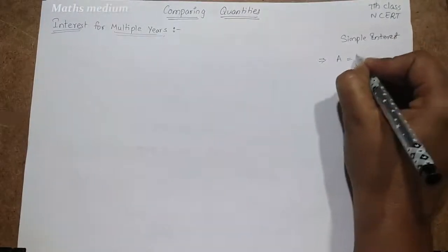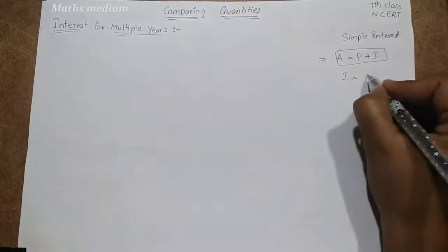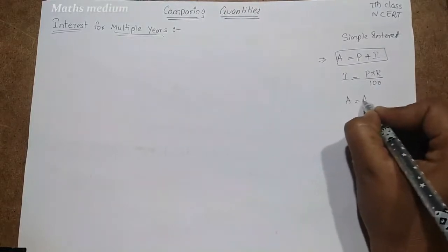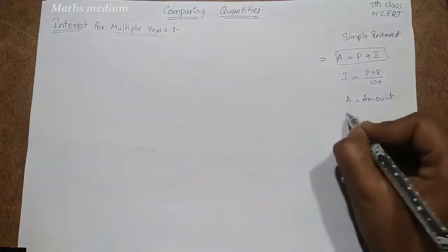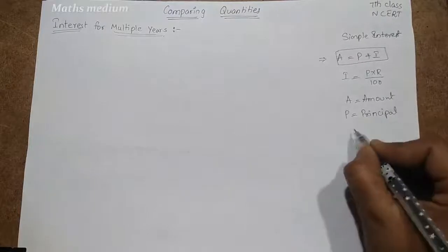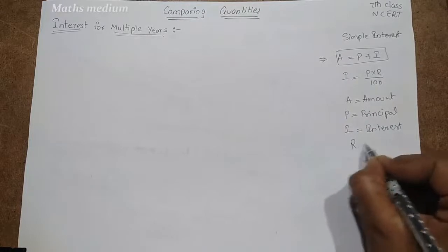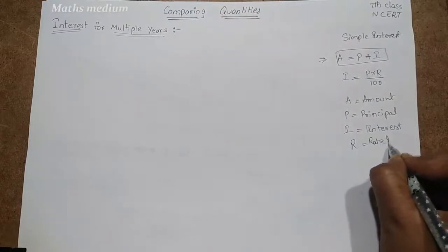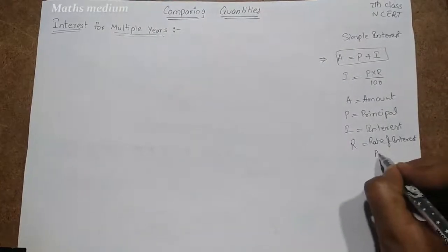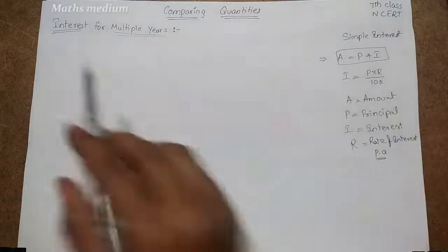A is equal to P plus I. So, I is equal to P into R by 100. Here A is equal to amount, P is equal to principal, I is equal to interest, and finally R is equal to rate of interest. That is per annum also.